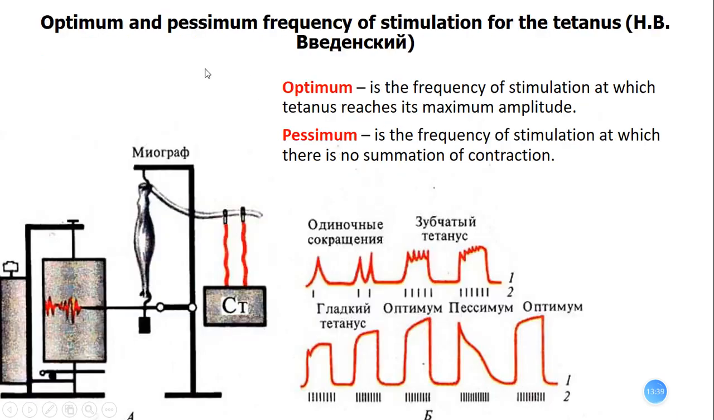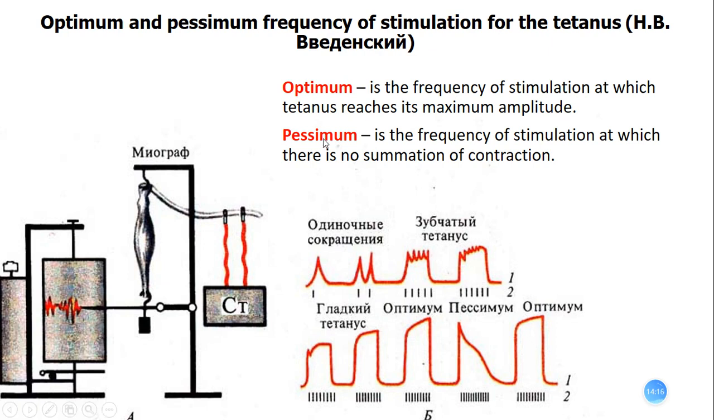And again, we have optimum and pessimum frequency of stimulation for tetanus. The definition of optimum is the frequency of stimulation at which tetanus reaches its maximum amplitude. During optimum stimulation, each subsequent stimulus gets into the supernormal period, and this leads to a constant high concentration of calcium in the cytoplasm.